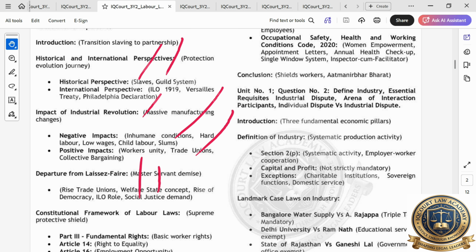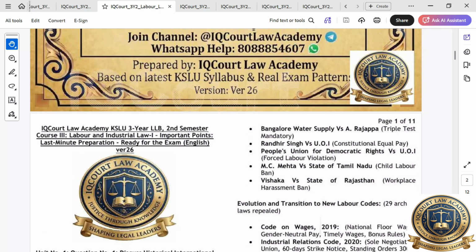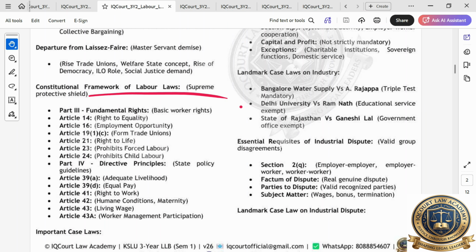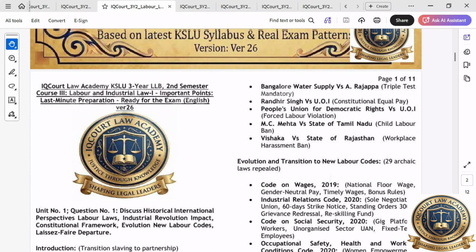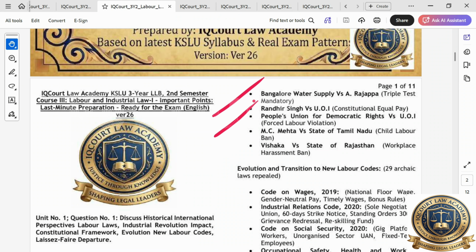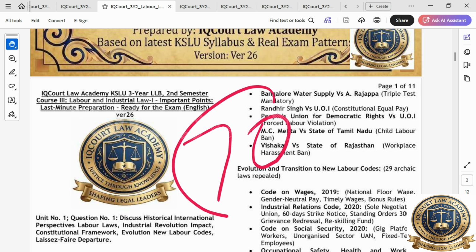We have never left out any points. This is the last minute preparation notes. We have provided what articles and sections you need to write, what case laws you need to write, each and everything. We have not left out anything. This is for the last minute, one day before the exam, even 1 hour before the exam. If you read this, you will be able to score more than 70 marks in the exam.